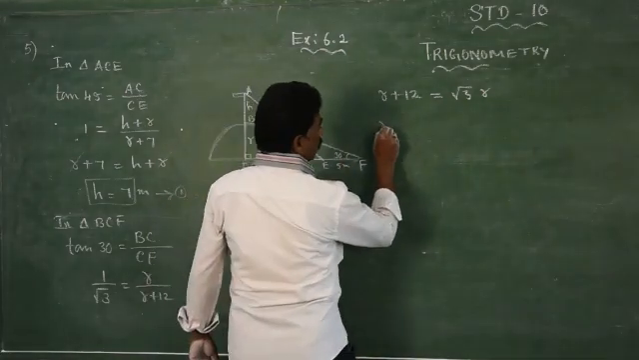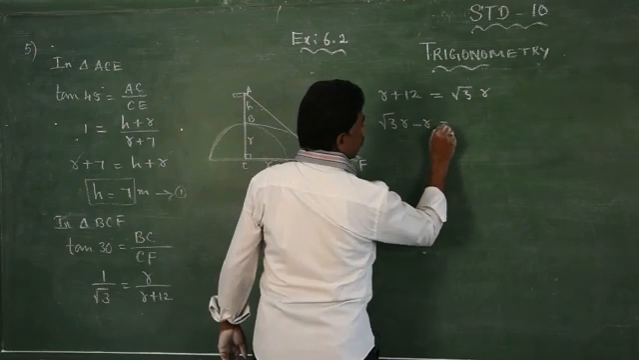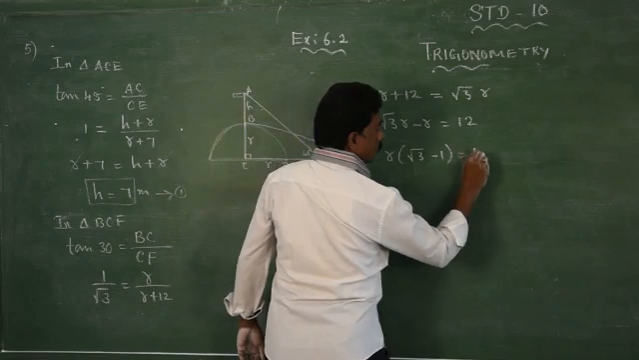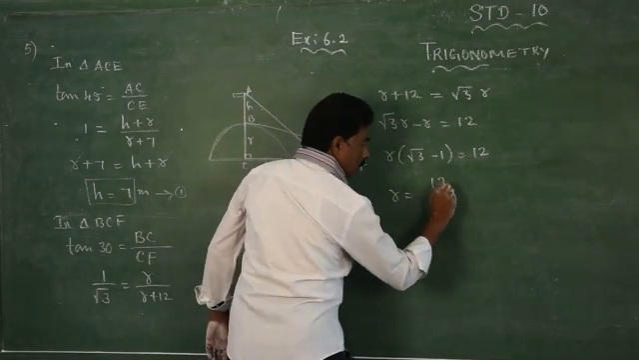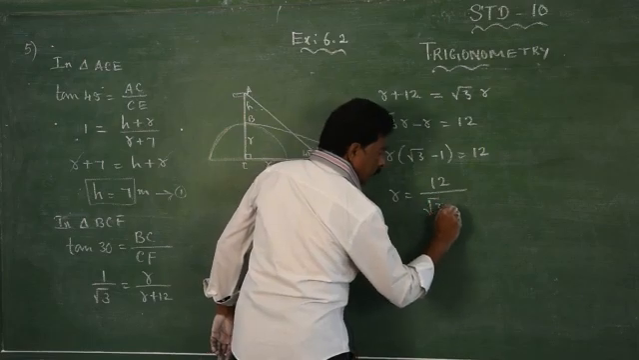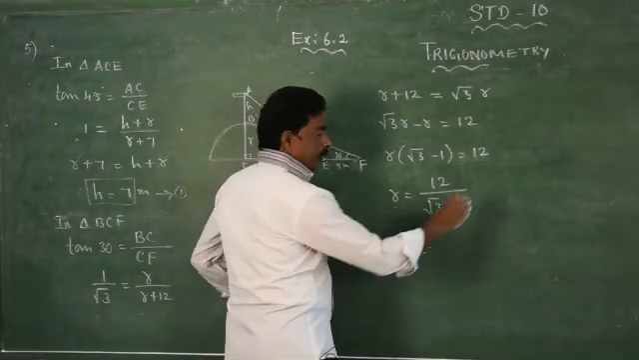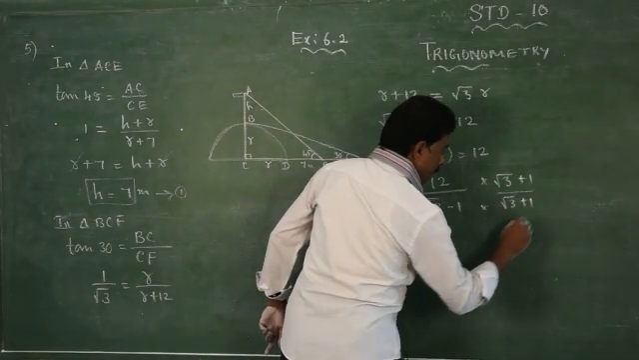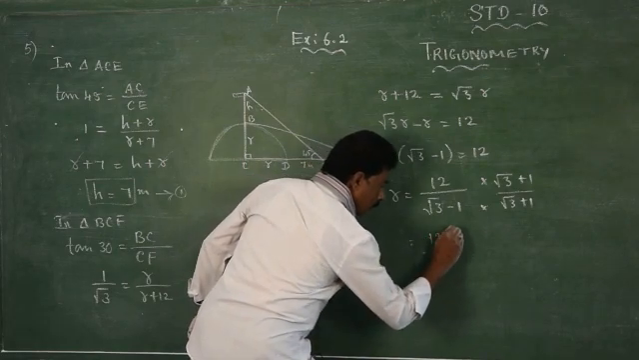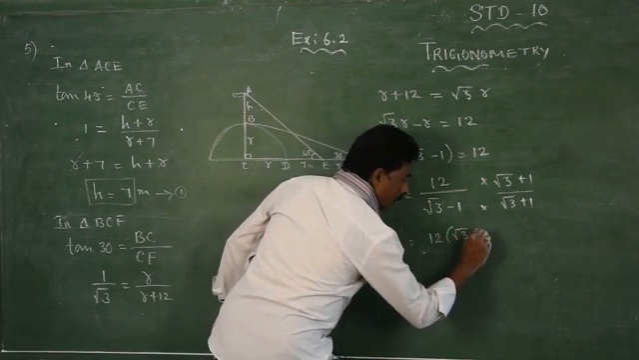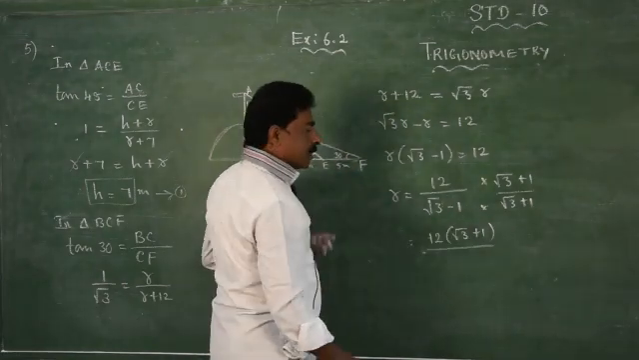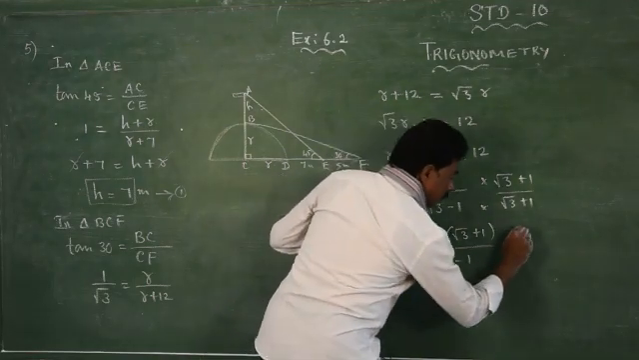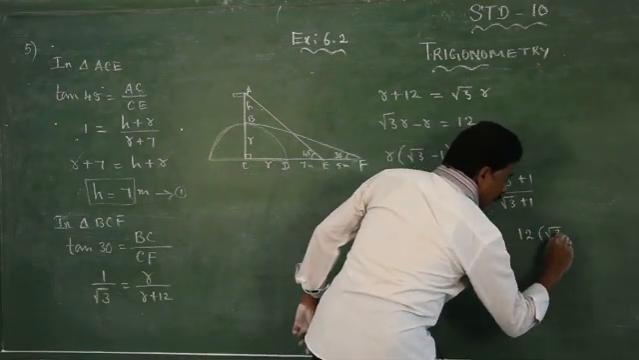Bring R to one side, so root 3 R minus R equals 12. R into root 3 minus 1 equals 12. So R equals 12 by root 3 minus 1. When you multiply by the conjugate, root 3 plus 1, you get 12 into root 3 plus 1. The denominator becomes a plus b into a minus b, which is a square minus b square, that is root 3 square is 3 minus 1 square is 1, so it is 2.